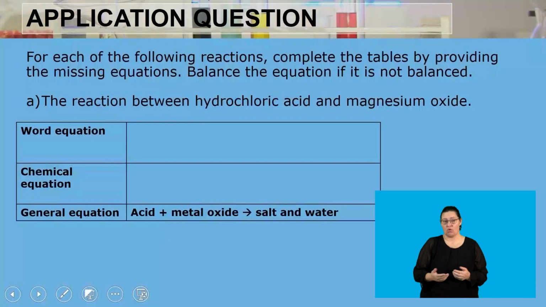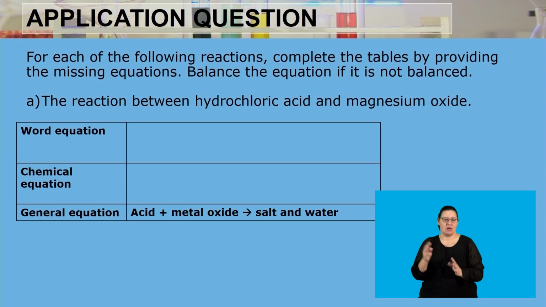So I'm told that for each of the following reactions, we need to complete the tables by providing the missing equations and balance the equation if it's not balanced. So we're given this table, and we are told that there is a reaction between hydrochloric acid and magnesium oxide. With that in mind, we are supposed to write the word equation for that particular reaction.